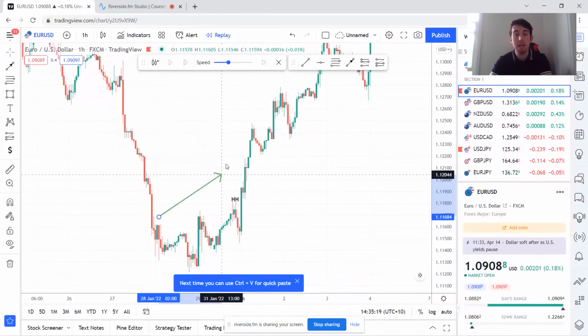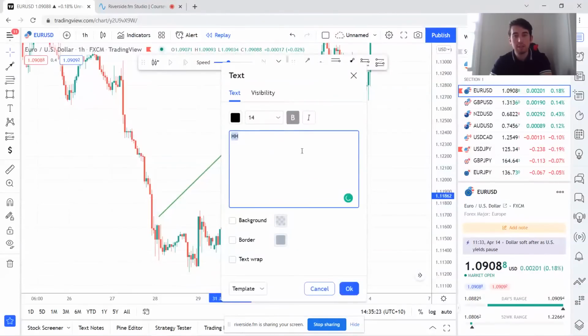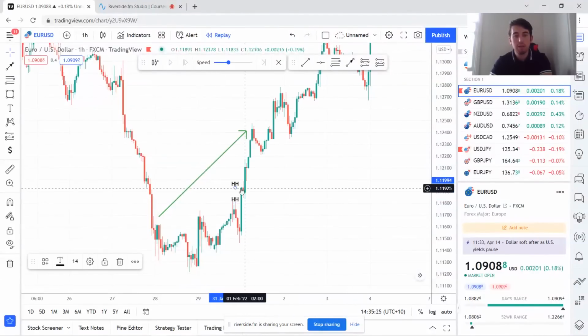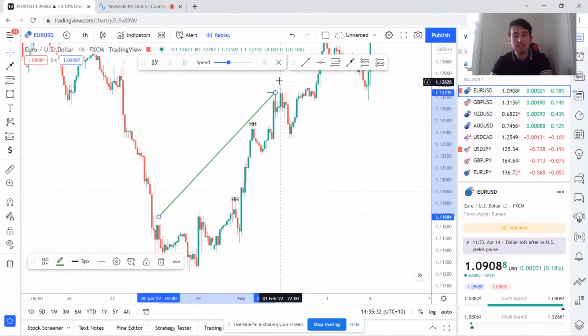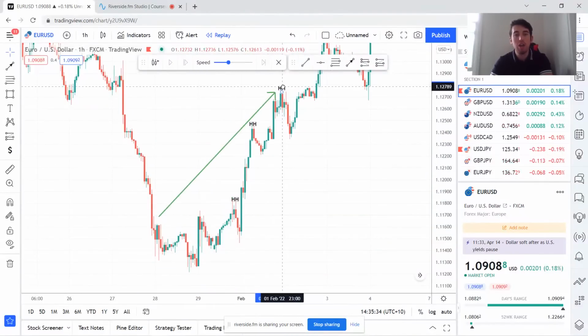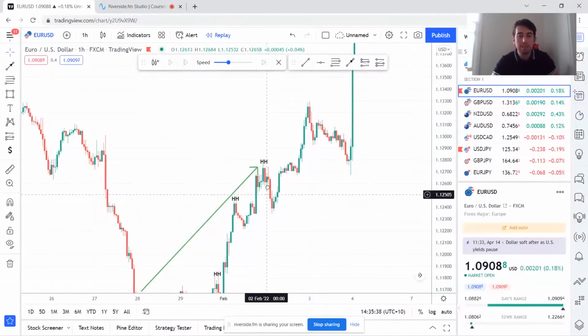And it's the exact same thing over here, right? If we have a look at this, we obviously see that this high here is higher than this one. And again, the exact same thing over here. We have another higher high, and so on and so forth, because the highs are always higher.